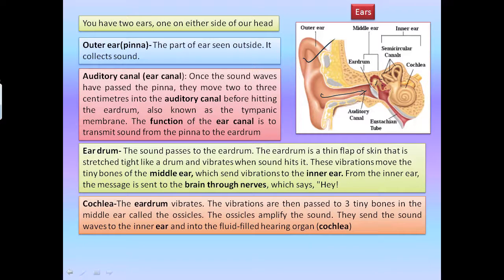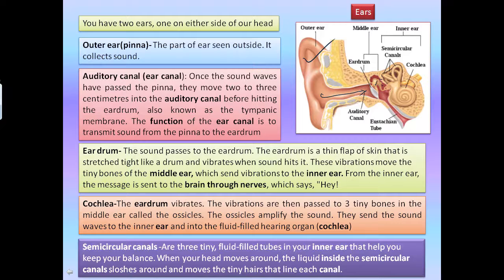Then the cochlea. When the eardrum vibrates, the vibrations are then passed to three tiny bones in the middle ear called the ossicles. The ossicles amplify the sound. Then they send the sound waves to the inner ear and into the fluid-filled hearing organ, that is the cochlea.